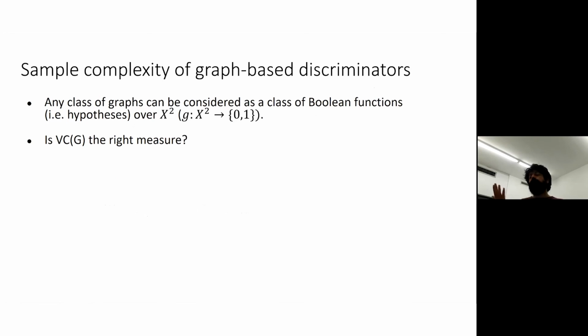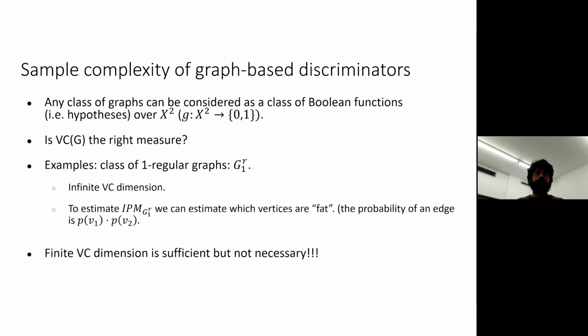So, you can also define the VC dimension over a family of graphs, when you think about it as a function from V squared to {0,1}, and that would define a VC dimension. So you might want to think that this is the right measure, but it turns out that no, you could have an infinite VC dimension family of graphs where the sample complexity is finite.